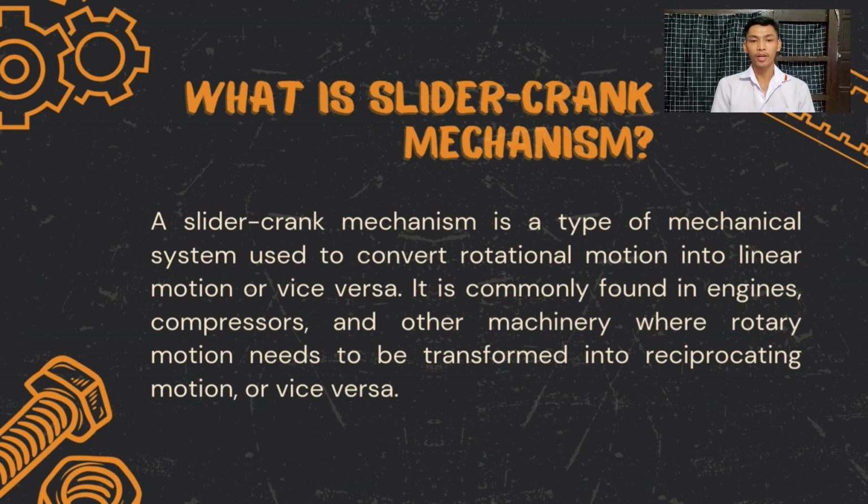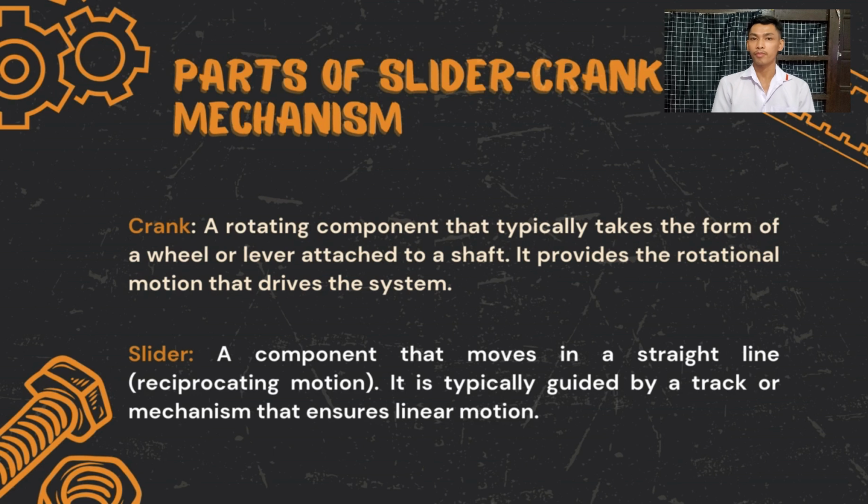Let's proceed to the parts of slider crank mechanism. The first one is crank, a rotating component that typically takes the form of a wheel or lever attached to a shaft. It provides the rotational motion that drives the system. Second one is the slider, a component that moves in a straight line. It is typically guided by a track or mechanism that ensure linear motion.